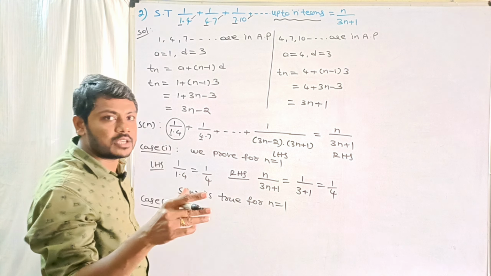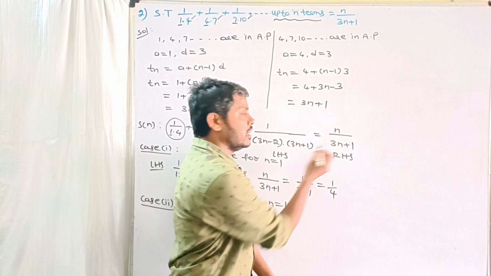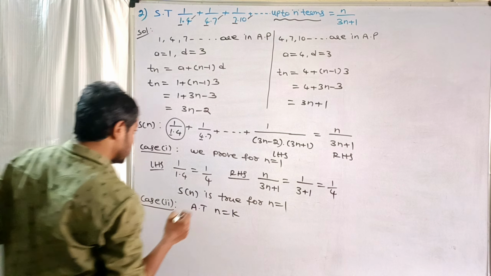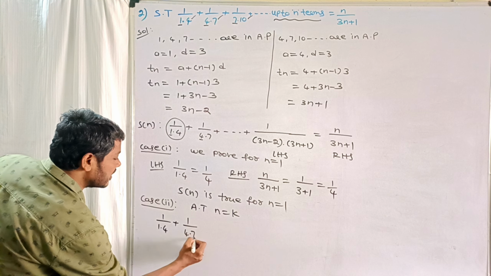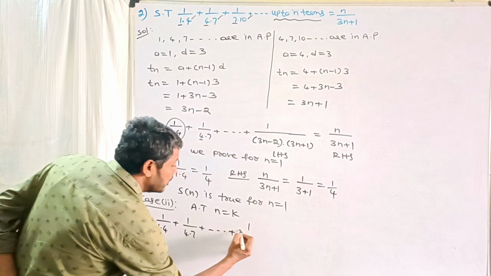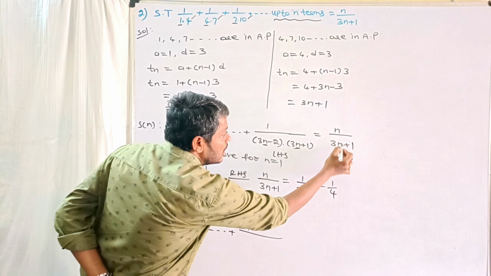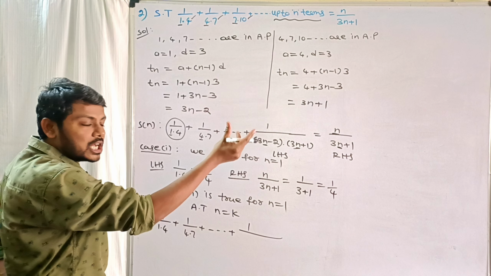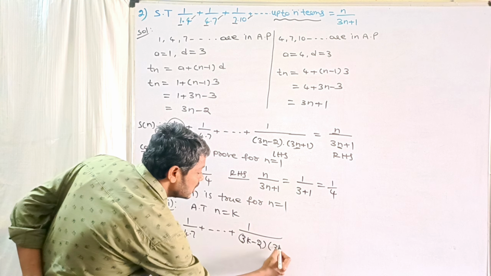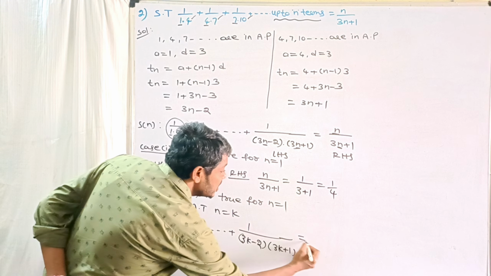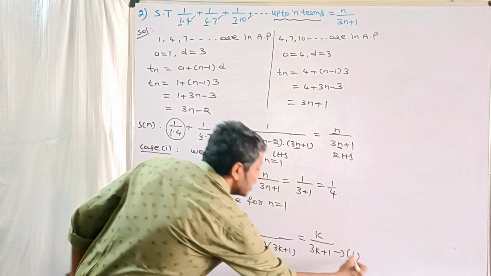Next, what is case 2? Assume that n is equal to k. So you can replace n by k in the given statement. That is 1 by 1 into 4 plus 1 by 4 into 7 and so on, plus 1 by (3k minus 2) into (3k plus 1), which is equal to k by 3k plus 1. So replace n by k in LHS as well as RHS. This is equation 1.